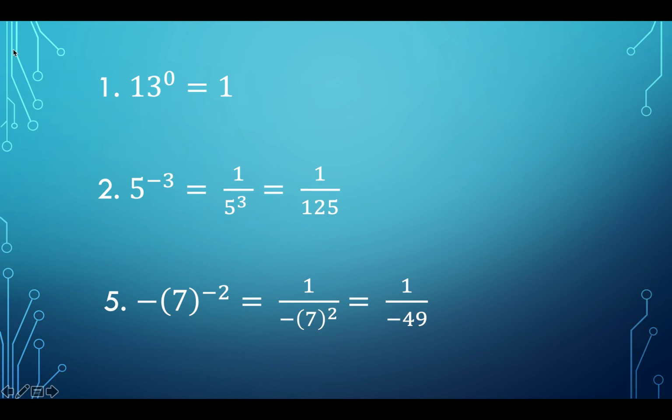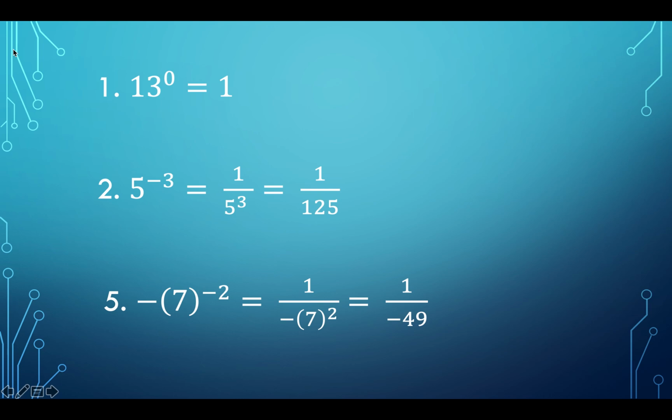For number 5, you got negative and then in parentheses 7 to the negative 2. What this means is, because this negative is on the outside of the parentheses, the negative is not getting put to that negative 2 power. So the first step is, because you have a negative 2 power, we don't like the negative, we got to drop it down into the denominator. So we get 1 over negative and then in parentheses 7 squared. Now, because the 7 is in parentheses, it is only the 7 that is getting squared. That negative is staying on the outside.